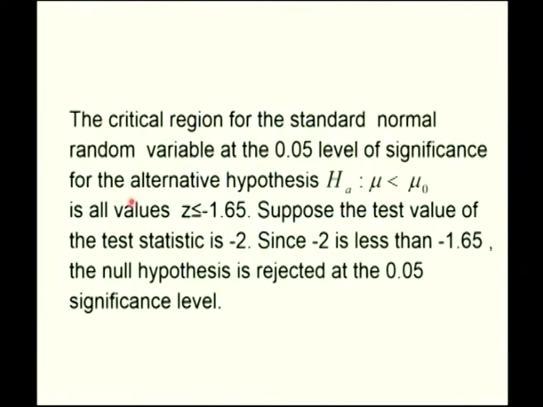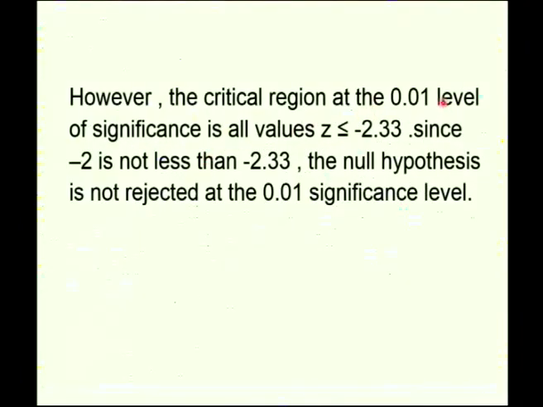The explanation goes like that: the critical region for the standard normal random variable at 0.05 level of significance for the alternative hypothesis HA mu less than mu naught is all values Z less than or equal to minus 1.65, and as shown in the diagram, -2 is less than minus 1.65, therefore the null hypothesis is rejected at 0.05 significance level. However, the critical region at 0.01 level of significance is all values less than or equal to minus 2.33, and since -2 is not less than minus 2.33 as discussed in the diagram, -2 lies outside the critical region, therefore the null hypothesis is not rejected at 0.01 significance level, it is accepted at 1% level of significance.